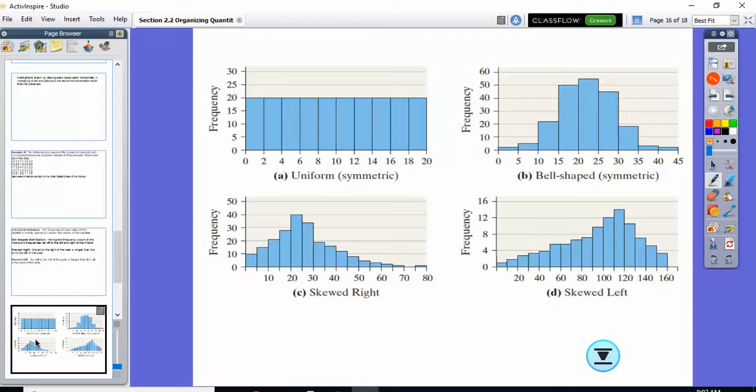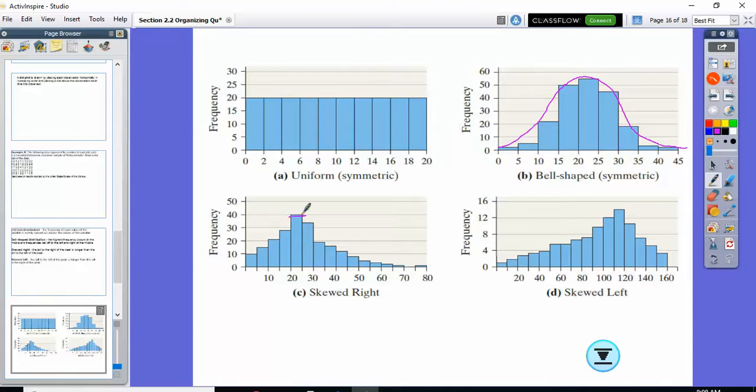So that first one is uniform. Exactly uniform, for that matter. Everything had the exact same height. Second one, that is what I'm referring to as bell-shaped. So you see, it's not perfect, but the highest frequency is in the middle, kind of trails off to the sides. You have a nice bell shape to it.